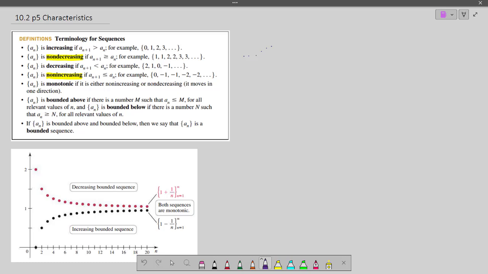Bounded above means that there's a ceiling. So if you're looking at all the dots in the sequence, there is a ceiling that they don't go beyond. Bounded below, same thing, there's a floor. The dots in the sequence never go below a certain y value. And we say in general that a sequence is bounded if it's got a ceiling and a floor. If the sequence is all happening within this range, then we say that it's bounded.